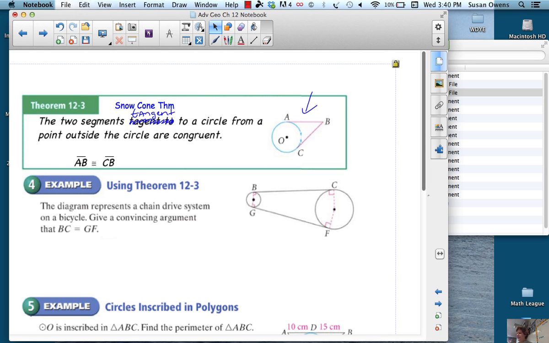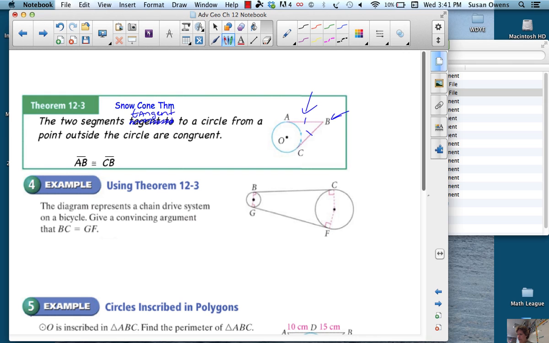The next one we like to call the snow cone theorem because if you take a look at the picture, it kind of looks like a snow cone. This one says the two segments tangent to a circle from a point outside the circle are congruent. So if I have a point B and then I draw the two tangents that go from B to the circle, those two tangents are going to be congruent. So AB is going to be congruent to CD, or sorry, CB.